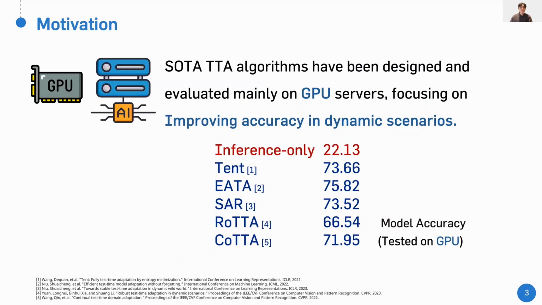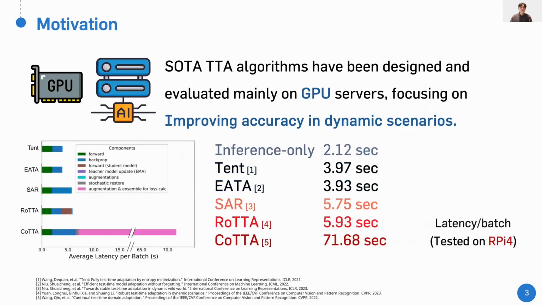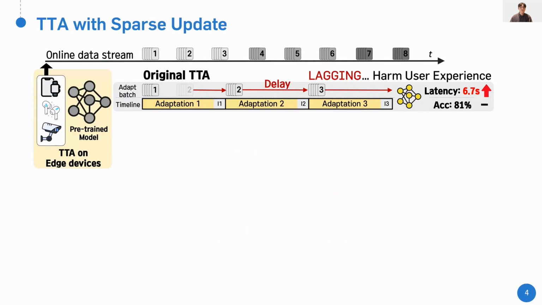While recent TTA algorithms have advanced in complexity to improve accuracy in dynamic scenarios, most of them are designed for server-level resources and overlook the computational limits critical for real-world deployment. State-of-the-art TTA methods often introduce heavy overheads such as multiple backpropagations and augmentations, resulting in 2 to 30 times higher latency than inference only. This extra cost is rarely considered, making these methods impractical for real deployment.